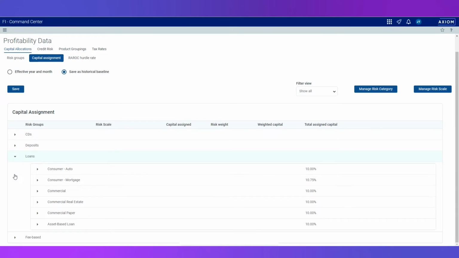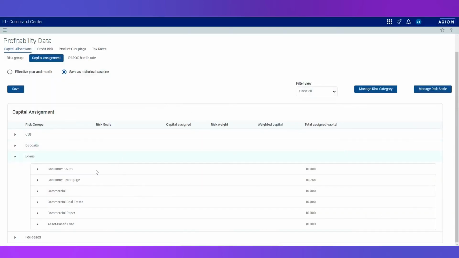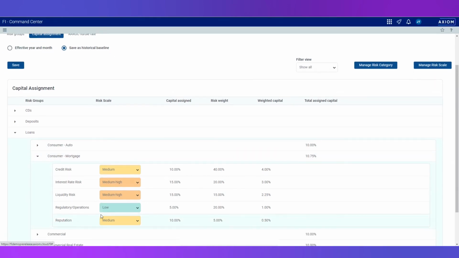Second, we define the types of risk for the model and how much importance we want to place on each category. Here we've defined credit risk, interest rate risk, liquidity, regulatory, operational, and reputation risk. The percentages assigned to risk categories will total 100% and represent the portion of where risk comes from in our organization. Third, for each product group, we rate that group as to how much credit risk, interest rate risk, and so forth it represents on a high, medium, low scale. There's a corresponding value defined for each selection on the scale.